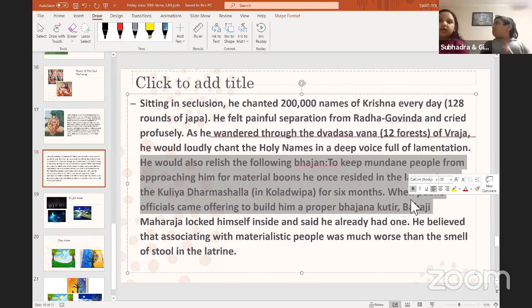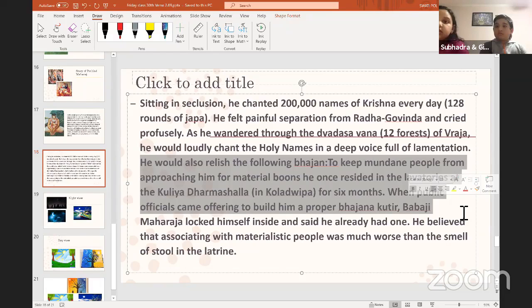He would also relish the following bhajan to keep mundane people... Okay, no worries. I'll read it. Okay. Come on.